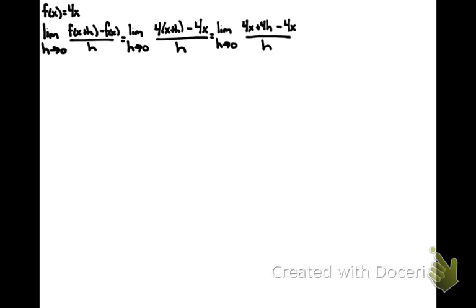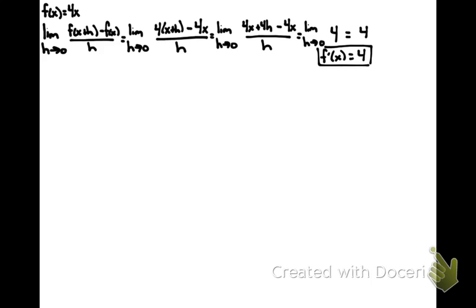The 4x's will subtract out, and we'll be left with the limit as h goes to 0 of 4h over h, which would just reduce down to 4. And when I substitute 0 in for h into 4, I'm left with just 4. Which means that we've just shown that f prime of x equals 4 by the definition of the derivative if f of x is 4x. Let's do example 3.